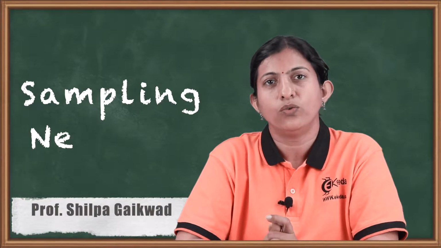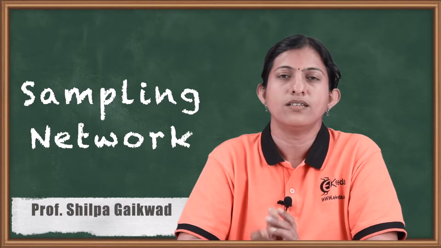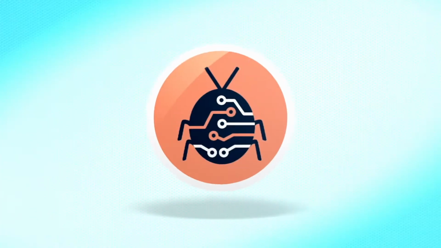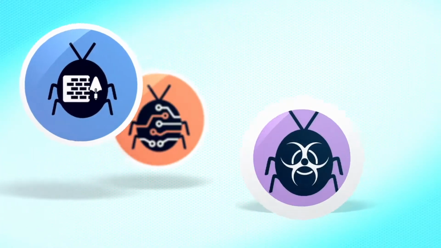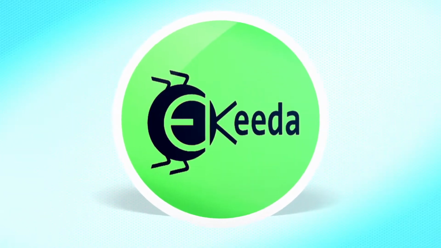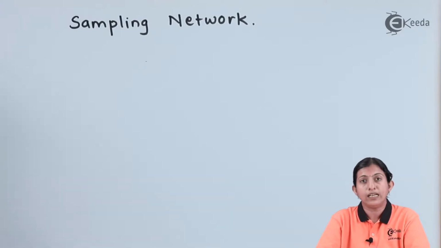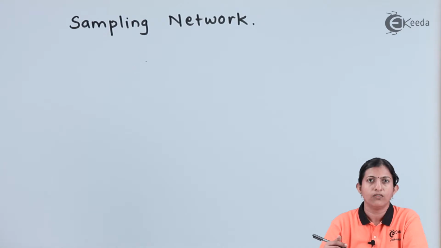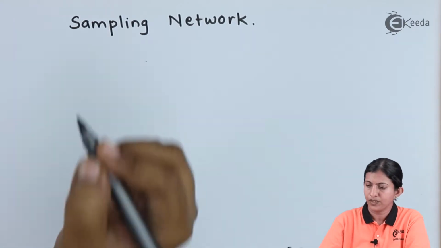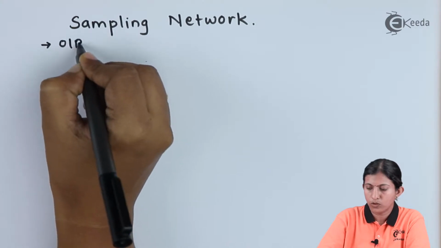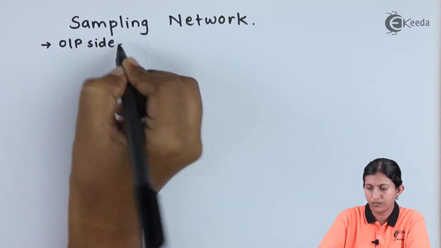Hello friends, today we will discuss the sampling network in negative feedback amplifier. Now sampling network basically gives the idea about how the output is connected with the input signal. So here we will check the output side of the network.